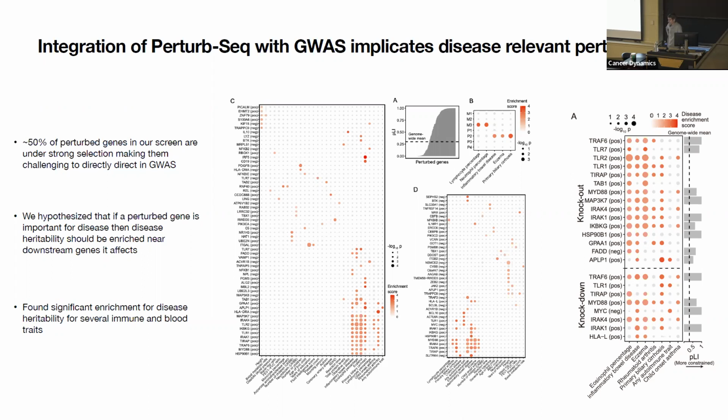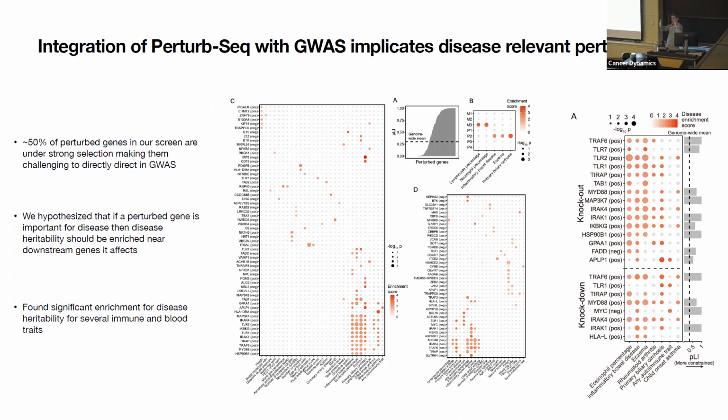So we hypothesize that if a gene in our panel is relevant for a disease, then disease heritability might be enriched near the downstream genes that a given perturbed gene regulates. Okay, so if gene A is somehow relevant to disease number 1, we might not see a lot of SNPs near gene A because they're selected out of the population. But across the whole set of genes downstream of gene A, there might be SNPs that have weaker effects individually, and in aggregate, disease heritability is enriched across that set of SNPs near the downstream genes.